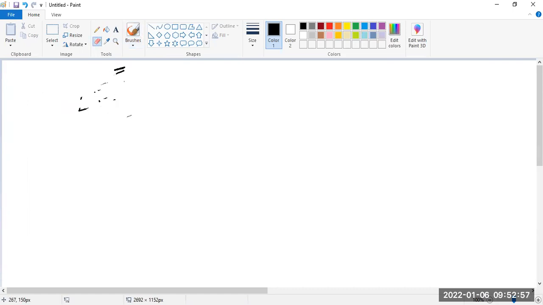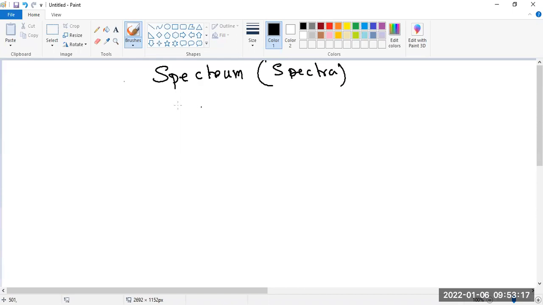Okay, so there are many definitions. First of all, we'll go for this, then we'll discuss one by one. In plural form, it is called spectra, or spectrums. Spectrum is a condition that is not limited to a specific set of values, but can vary without steps across a continuum.